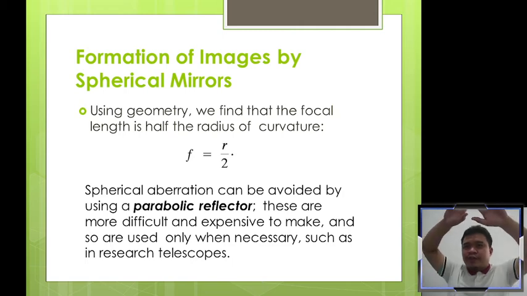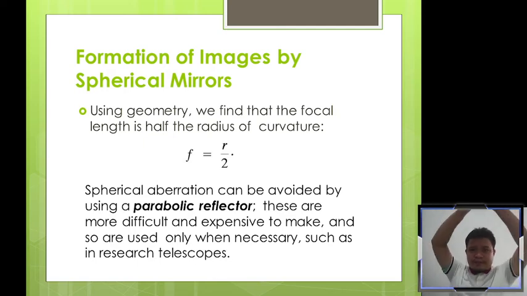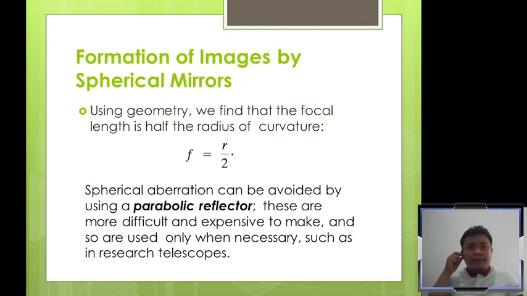See that circular thing that acts as a reflector of signal? It's actually a parabolic reflector. And also in telescopes, with dish satellite dishes, those are actually parabolic reflectors. Now, making this makes it a bit expensive. That's why they are only used when necessary, like in research telescopes and so on, right?